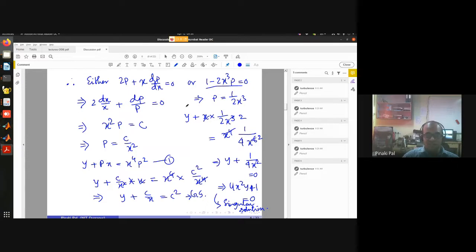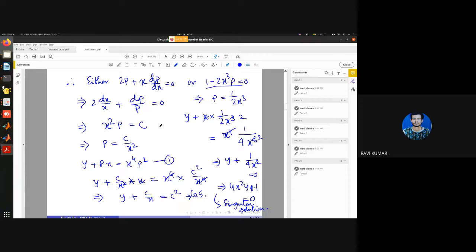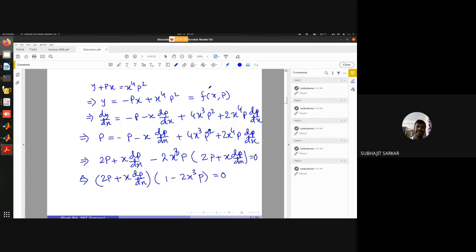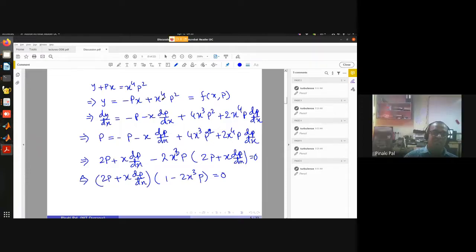Okay, so is the method clear to you? Sir, can you show the previous slide, sir? So, here we could express y in terms of x and p. It is solvable for y. And then we just differentiated with respect to x and factorized the resulting equation involving p and x, and then we considered individual factors and got the general solution as well as the singular solution.